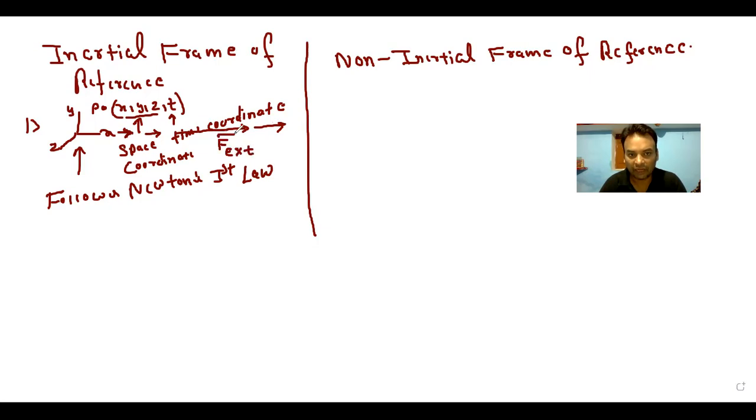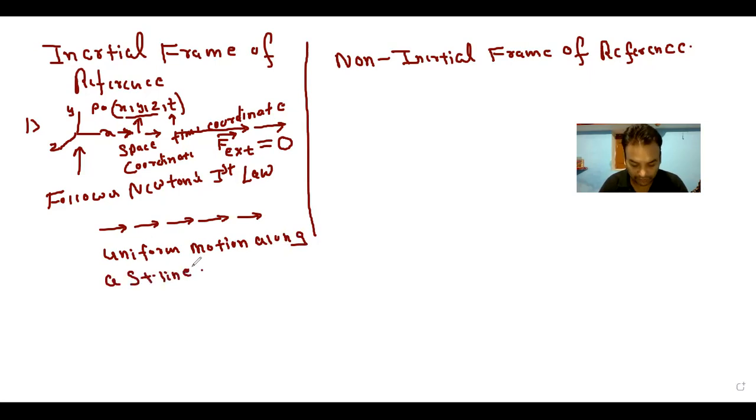External force, बाहर से इसके ऊपर कोई force नहीं है. F external is 0, but still it is moving in a straight line, in a uniform motion. So it is moving in uniform motion along a straight line.